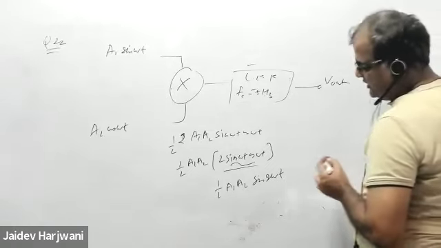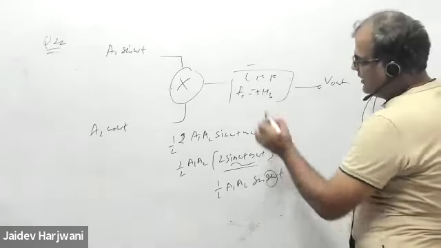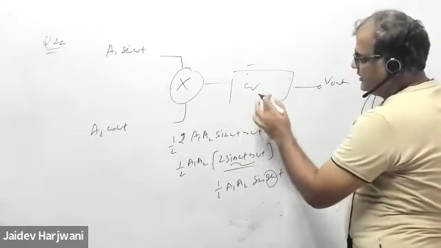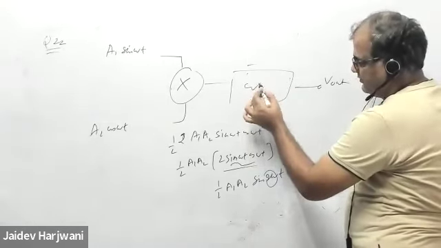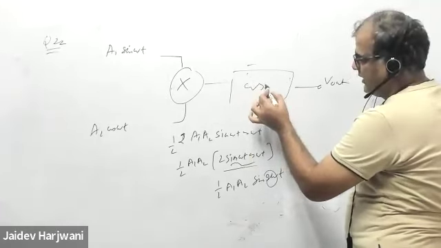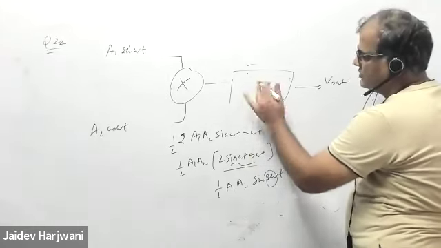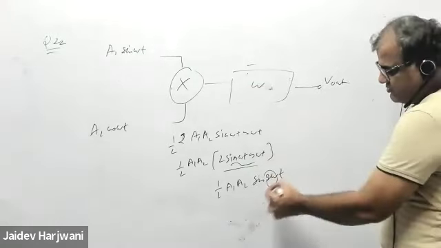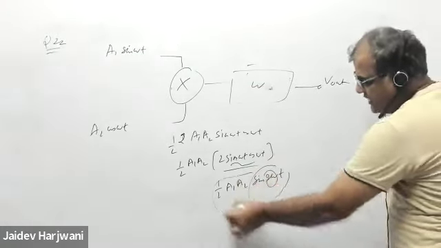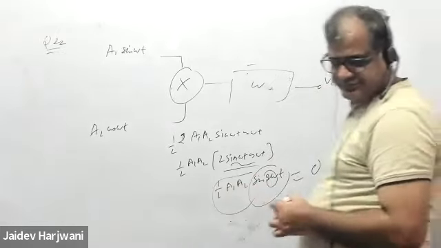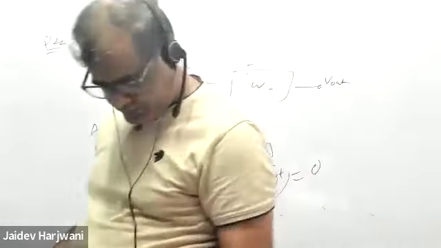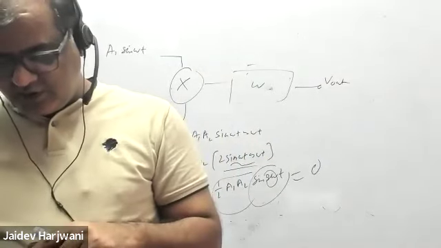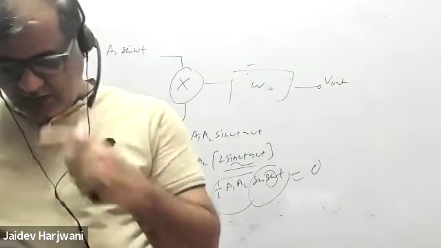Now the frequency is greater than omega. The low pass filter cutoff is omega, so anything which is greater than omega will be filtered out. It will pass only up to that frequency. This signal is all higher, so the output will come 0. Option D is correct.